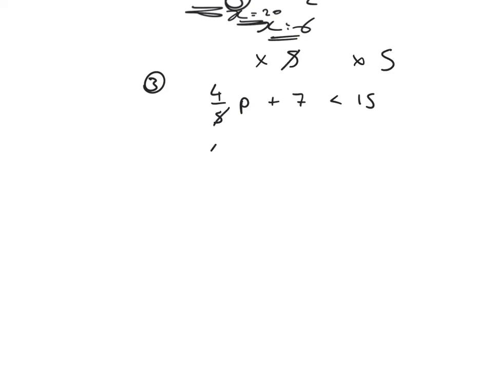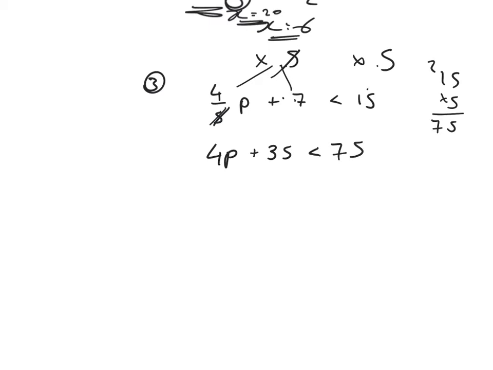Okay, times by 5, divide by 5, cancel out, give me 4p, and 5 times 7 is 35. So remember, I'm multiplying everything on that side by 5. Divide by 5 times 5, cancel out, and 5 times 7 is 35. Is less than, take your time, 15 times 5, and that will give me 75.